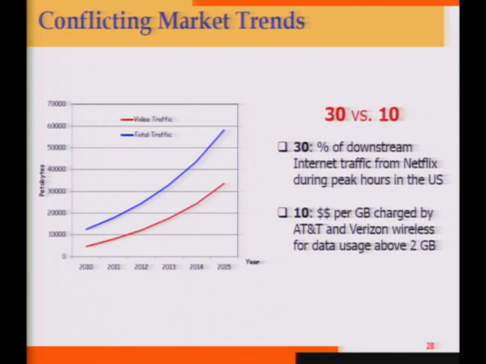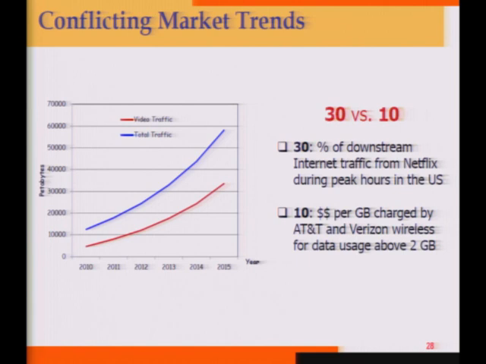So let me motivate this with two numbers: 30 and 10. 30 is the percentage of downstream traffic from only Netflix during the peak hours in the US. And 10 is the dollars charged once you exceed your 2 gigabyte quota by AT&T and Verizon. The graph we see here shows that video traffic is increasing at an alarming rate, with more and more users using video on their mobile devices, laptops, and so on. And this trend is conflicting.